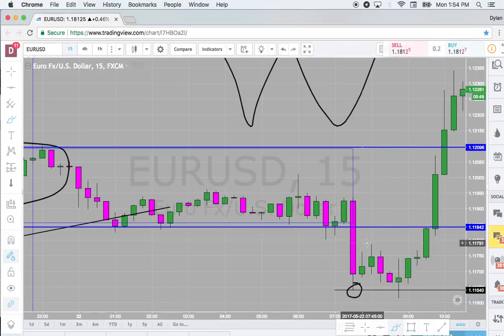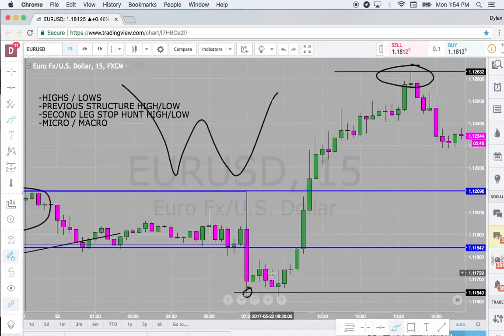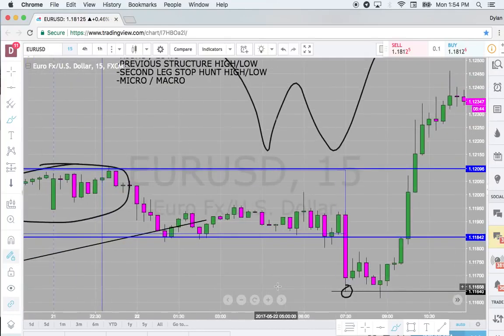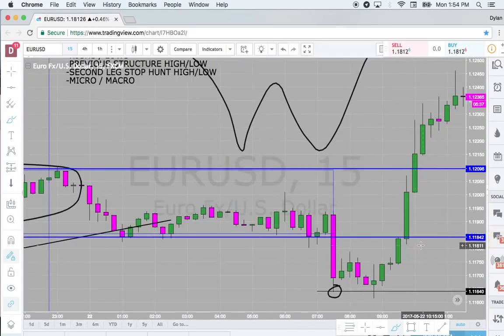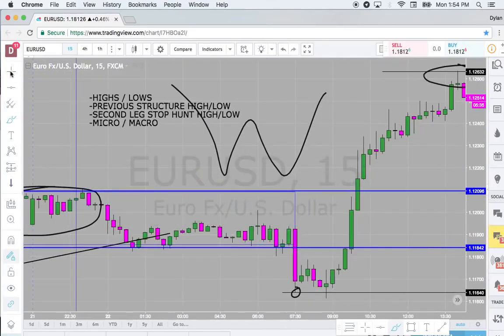So, what happens right after it stop hunts with that wick? Well, first of all, what happens with this W formation? Why does it do that? Why does that stop hunt occur?